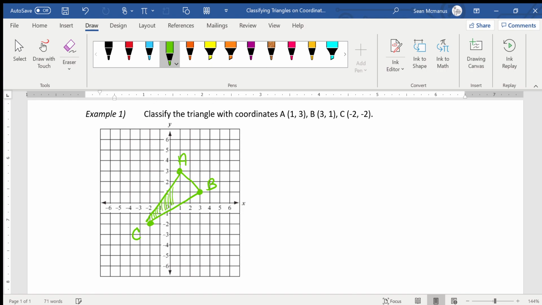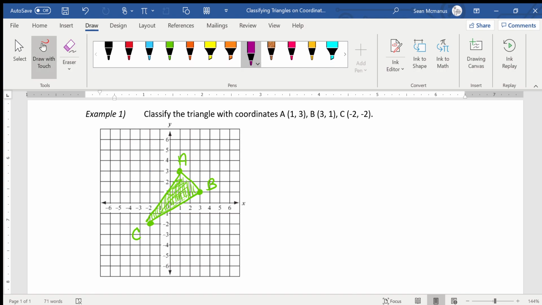I'm going to shade it in so it shows up a little bit better. And now we need to find the lengths of all three sides. Let's just do it in order, that probably makes the most sense.